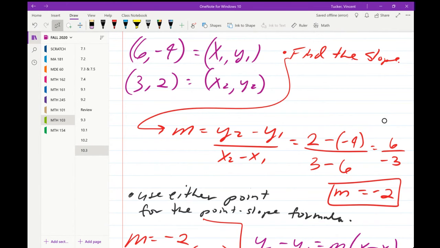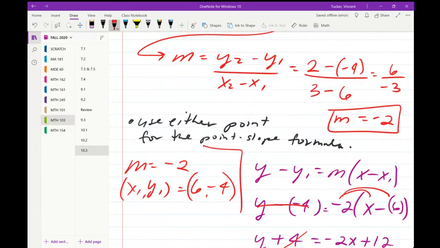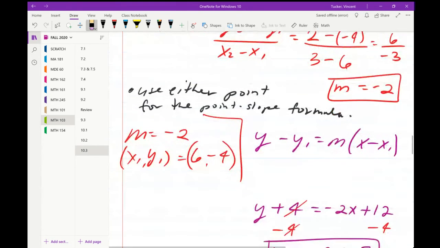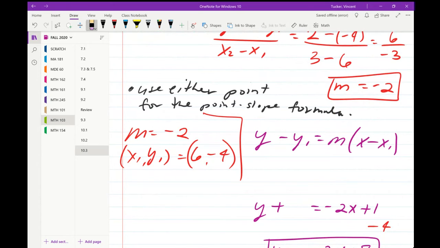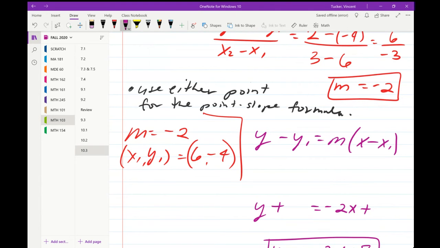All right. Then we'll use either point for the point-slope formula. I decided to go ahead and use (6, -4), since that's what I've already called x1, y1. All right, so plug them in. y1 is -4, m is -2, x1 is 6.